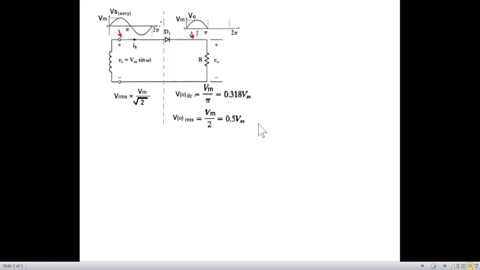But this is something new that I have learned, that is VORMS. On this side it will now be Vm over 2. Remember, this and this are different. This was divided by under root 2, and here it is divided by 2. On the DC side, when we are calculating the output RMS, you have to remember this. It is Vm divided by 2, or 0.5 Vm. And if you want to look at it, this is VODC, 0.31 from the peak, and VORMS is 0.5 from the peak.